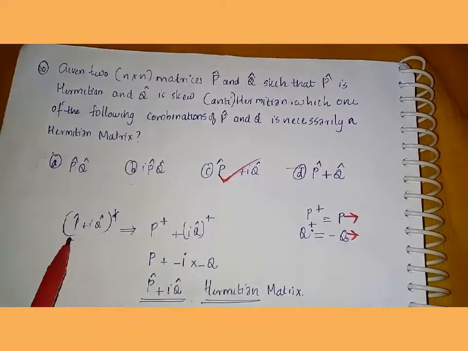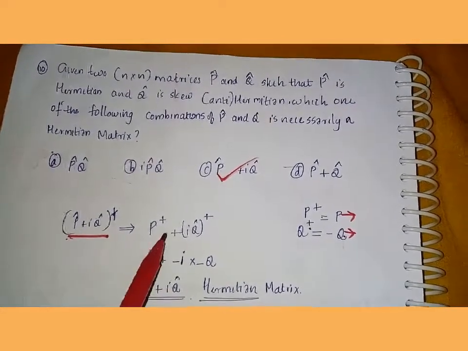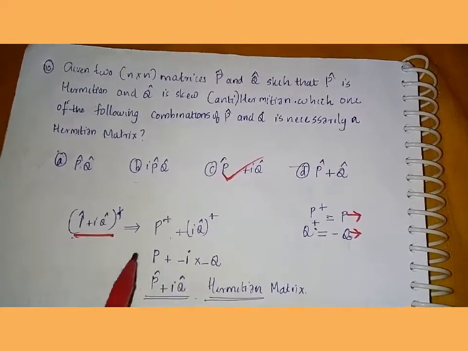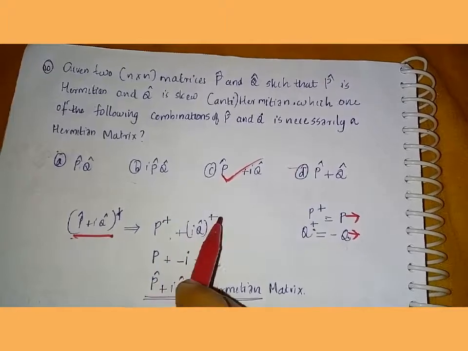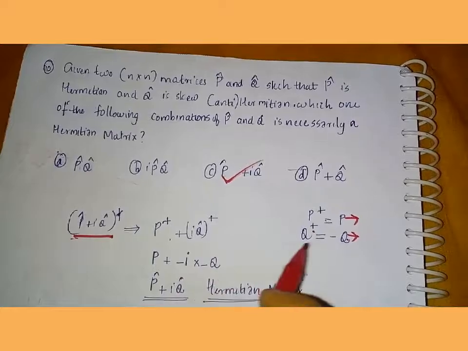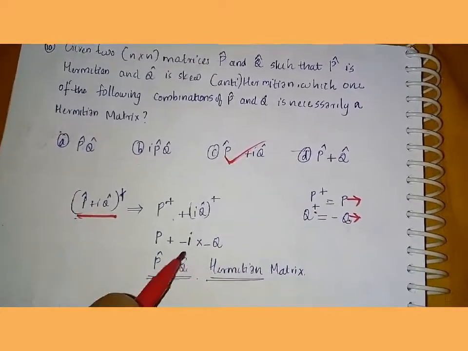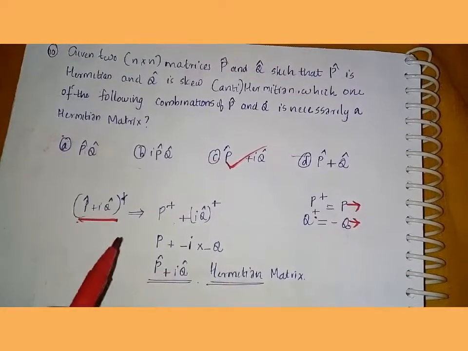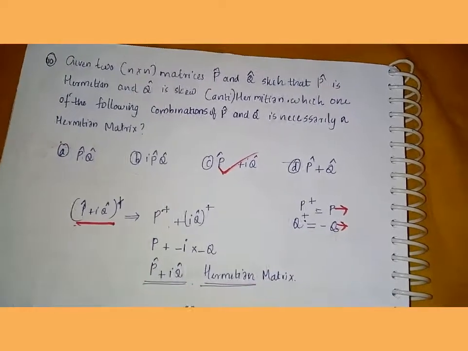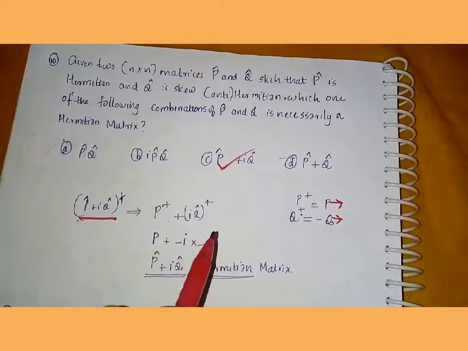To check that it is Hermitian, (P + iQ) dagger = P dagger + (iQ) dagger. So P dagger, plus i dagger, that is −i, into Q dagger, which is −Q because they gave Q dagger = −Q. So here we get P + iQ, whose dagger is equal to itself, that is a Hermitian matrix. So we get that the combination P + iQ is Hermitian.